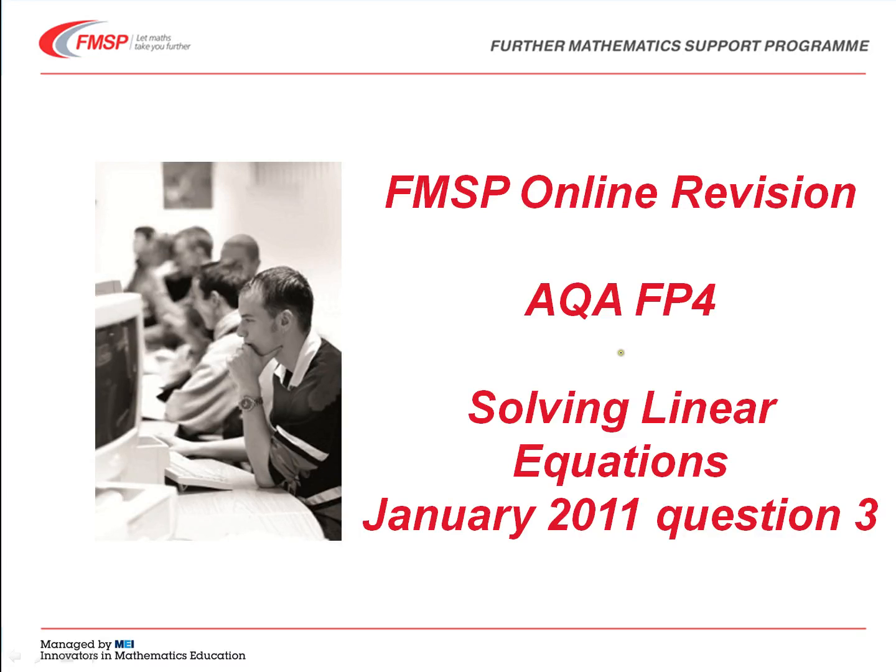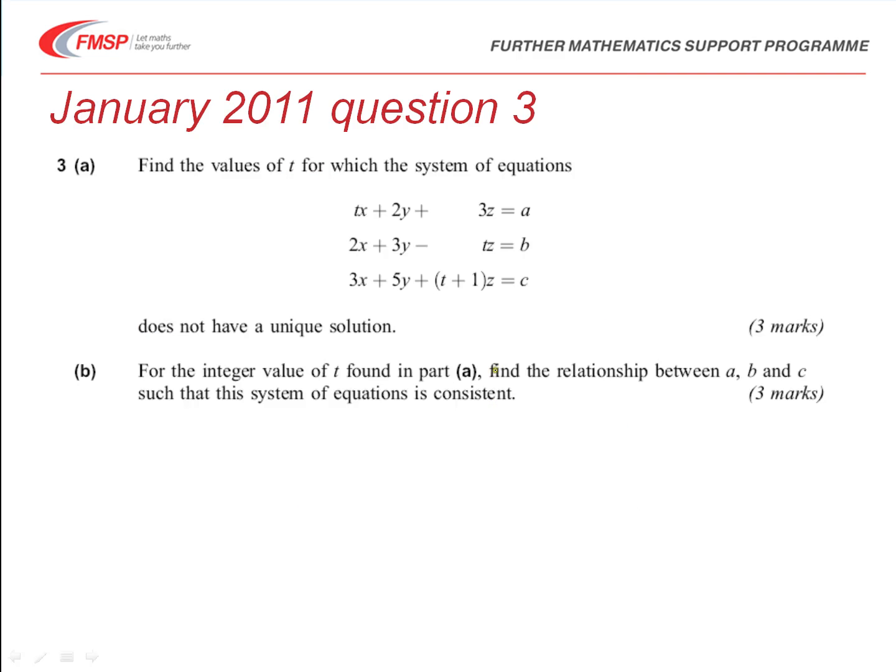Well, welcome to this online revision session for AQA FP4, in which we'll be doing the January 2011 question 3 on the solution of linear equations. This question has two parts. In the first part, we've got to determine the values of t, where t, you can see, is present in some of the coefficients of x and z.